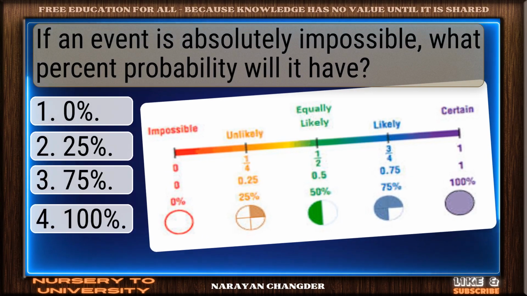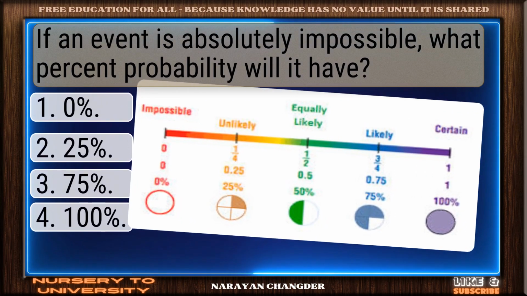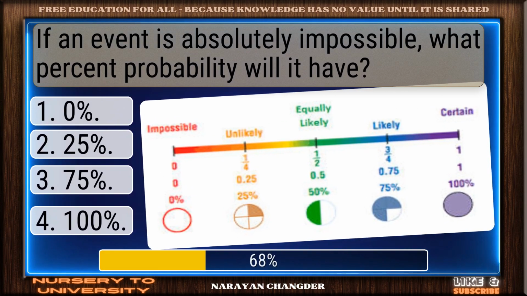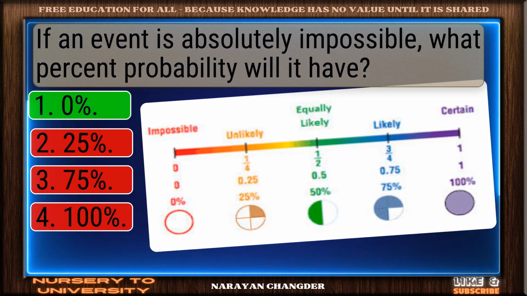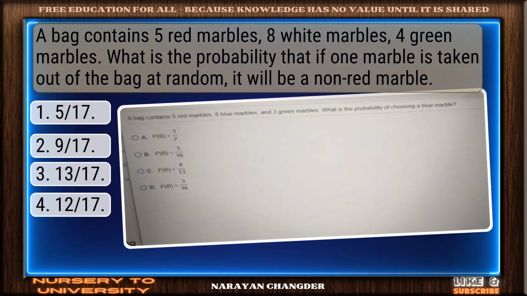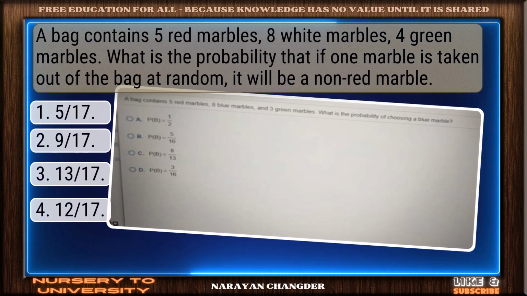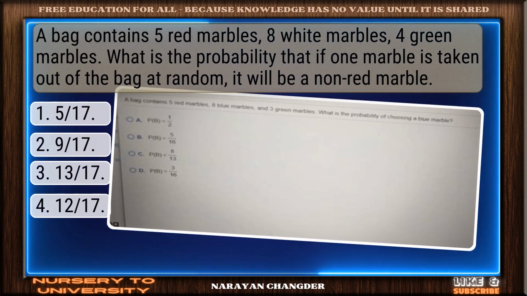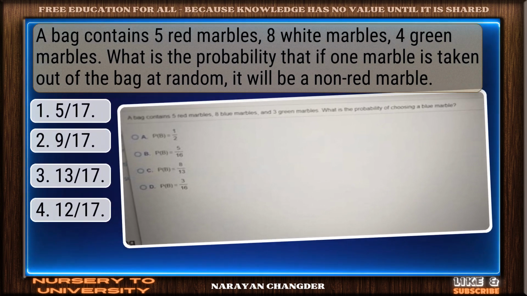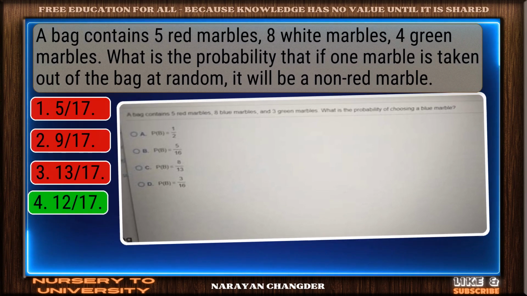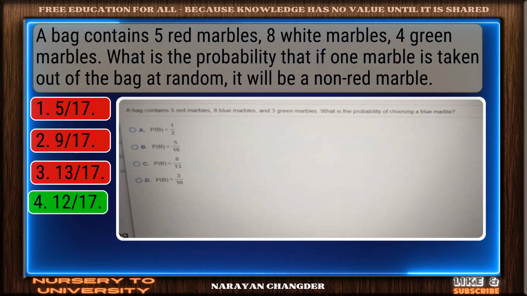If an event is absolutely impossible, what percent probability will it have? Valid point. 0% is true. A bag contains 5 red marbles, 8 white marbles, 4 green marbles. What is the probability that if one marble is taken out of the bag at random, it will be a non-red marble? Correct. 12/17 is spot on.